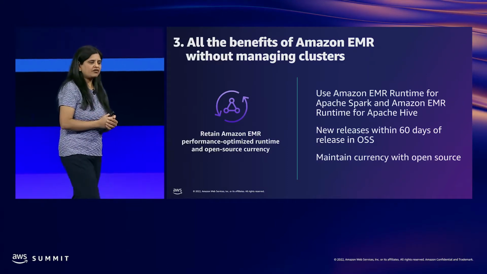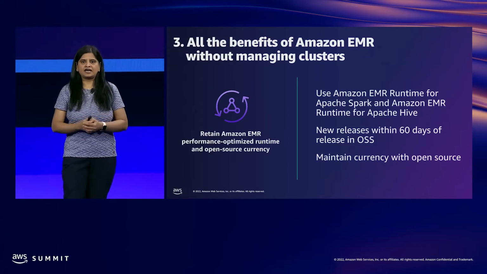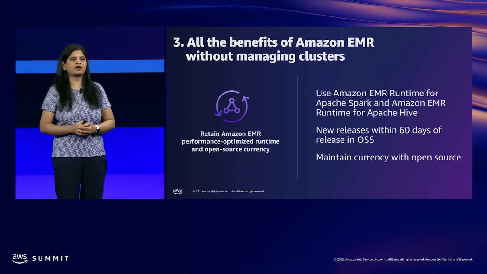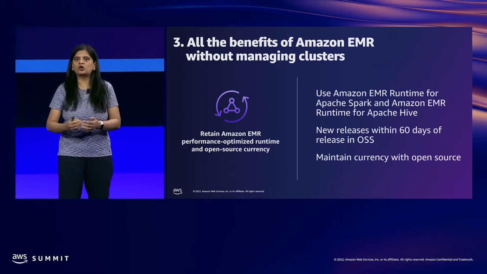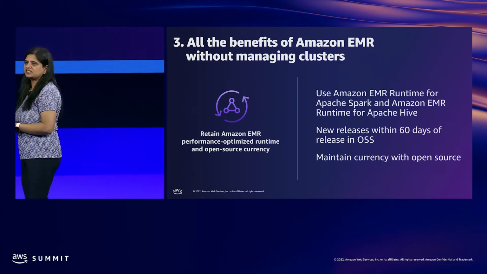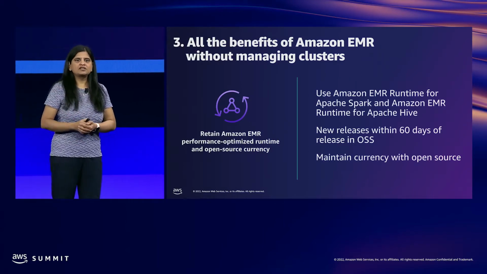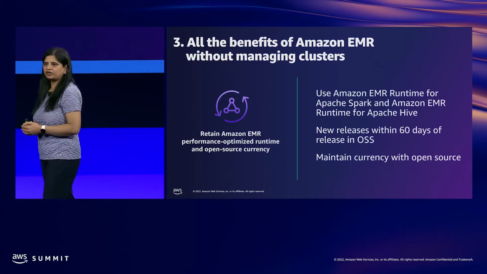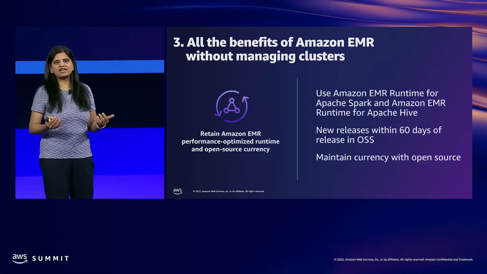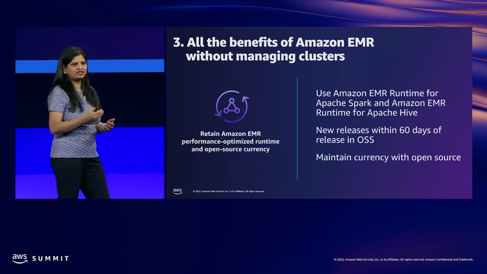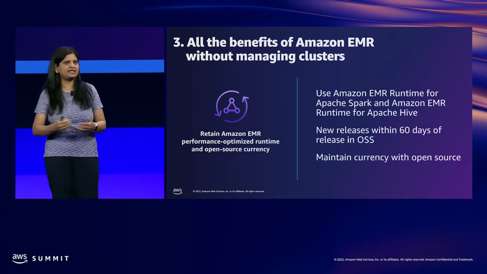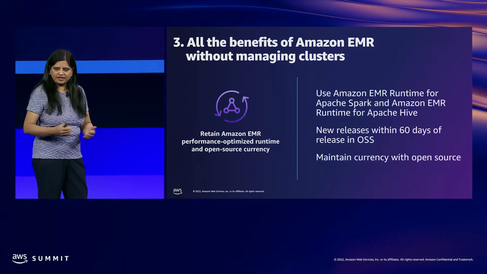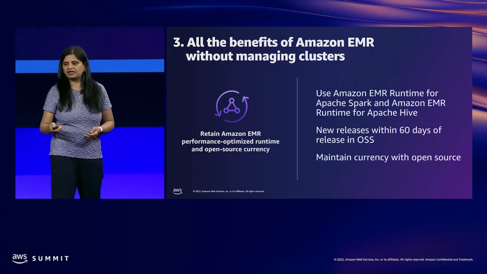One of the benefits of using EMR today is that customers love the cadence that we have with the open source releases. For example, if Spark comes out with 3.5 tomorrow, we have a cadence to release Spark within 60 days of its release in the open source community. That is one of the primary factors for a lot of customers who want to stay at the cutting edge of running these open source frameworks. So you get the same benefit of keeping currency with the open source community with EMR Serverless. The new releases will be available within 60 days of its release in the OSS community.